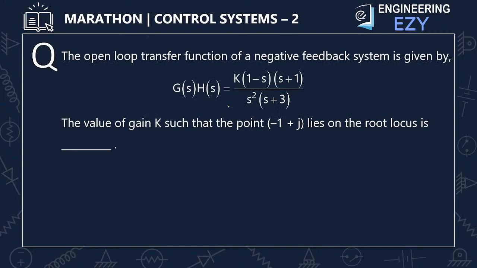Okay, moving to the next question. Try to give the answer. The open loop transfer function of a negative feedback system is given by this. The value of gain K such that the point minus 1 plus j lies on the root locus. Minus 1 plus j1, or minus 1 plus j, lies on the root locus. So it is a magnitude criterion. You can directly use the magnitude criterion and give the answer. Easy, so easy question.